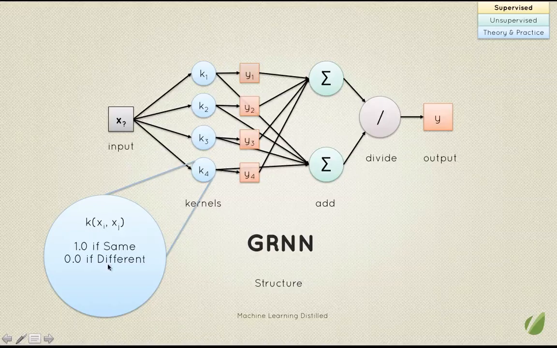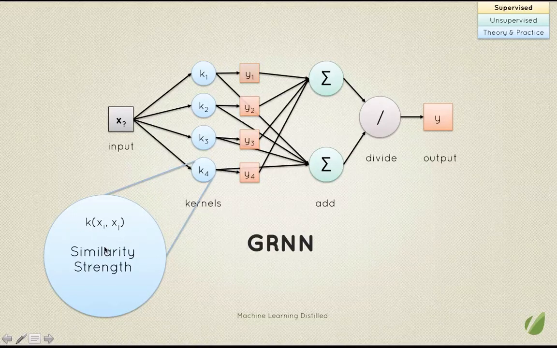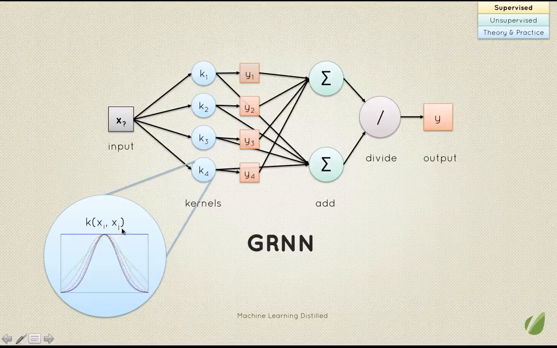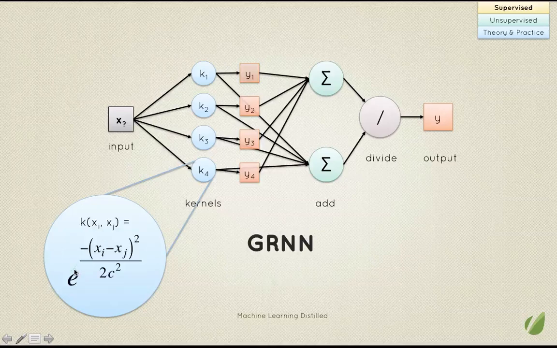Let's take a look at this kernel a little bit more. Really, this kernel is computing a similarity strength, how close these two vectors are to each other. And we're going to do this in a very smooth way. So we're going to follow a function that looks like this, where we've got 1 at the top if they're very similar, and 0 if they're very different from each other. How do we define this function?